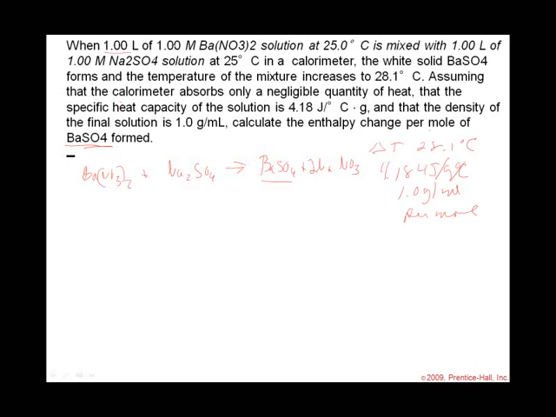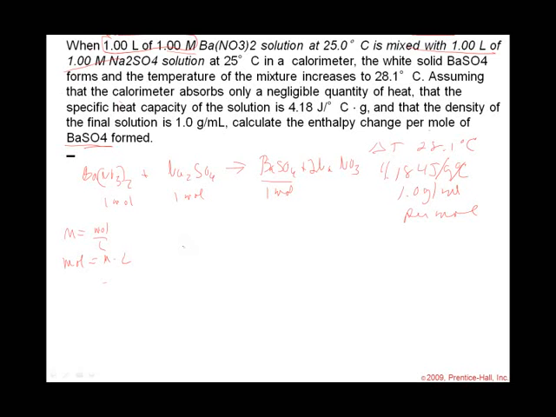I have 1 liter of 1 molar, and because molarity is moles over liters, moles is molarity times liters. Here I have 1 liter times 1 molar. That's going to be 1 mole. This is 1 mole. I get the same thing here. I also have 1 liter of 1 molar sodium sulfate. So I'm going to say this is 1 mole. So I'm going to get 1 mole of this. Okay?